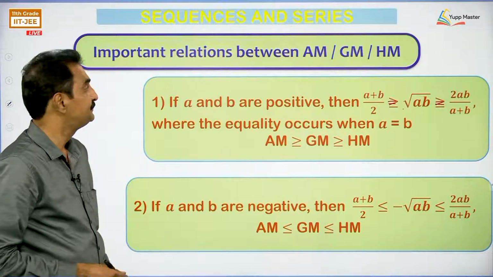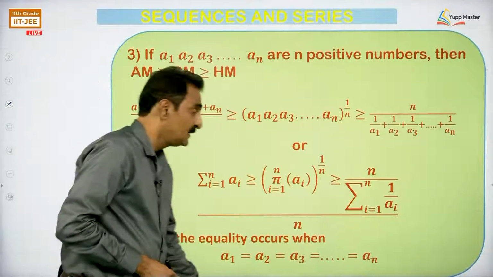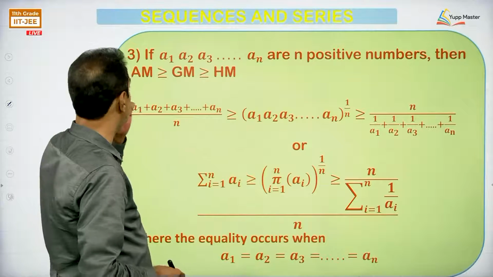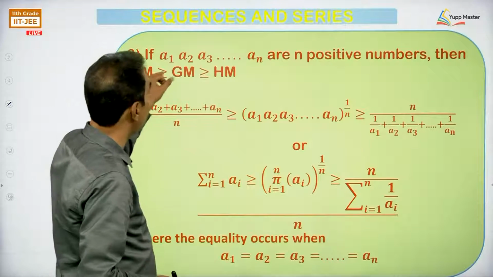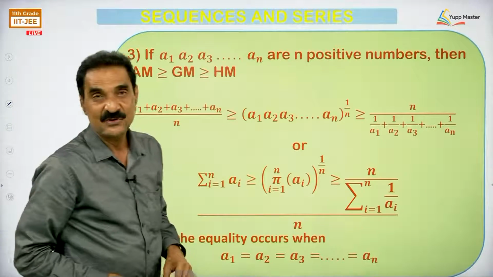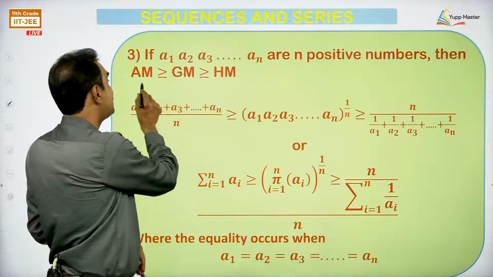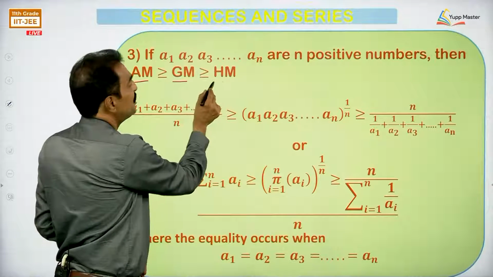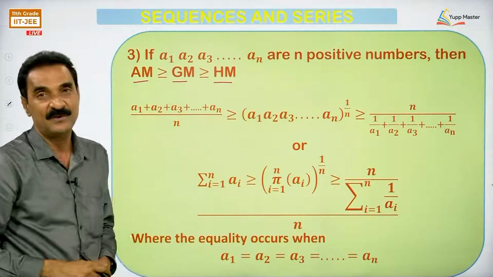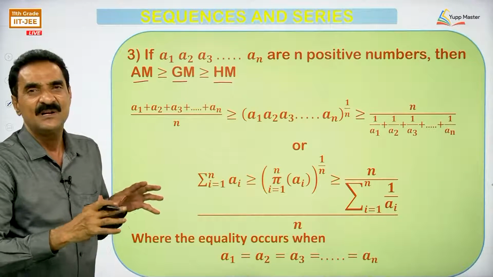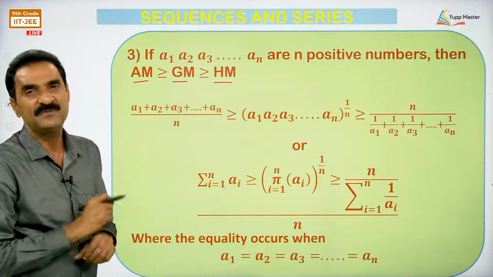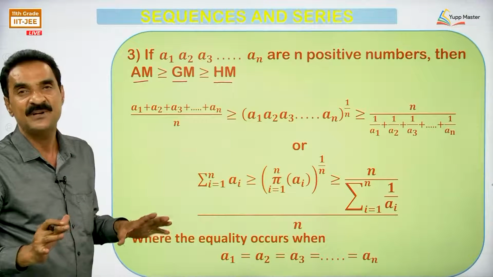Next point, if you take n numbers, A1, A2, A3 and so on, An, or n positive numbers, then their arithmetic mean will be greater than or equal to geometric mean, greater than or equal to harmonic mean. When there are n numbers, all numbers should be positive, otherwise we will not discuss the AM, GM, HM inequality.